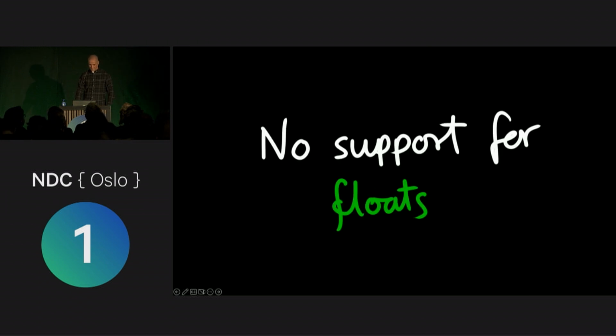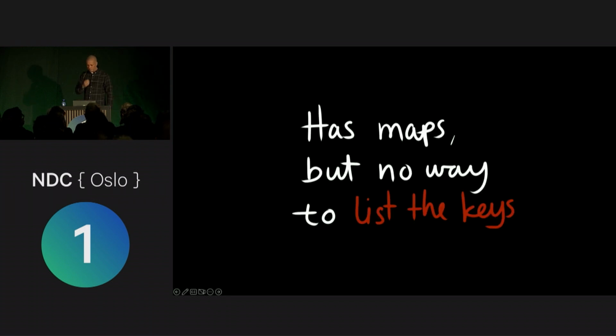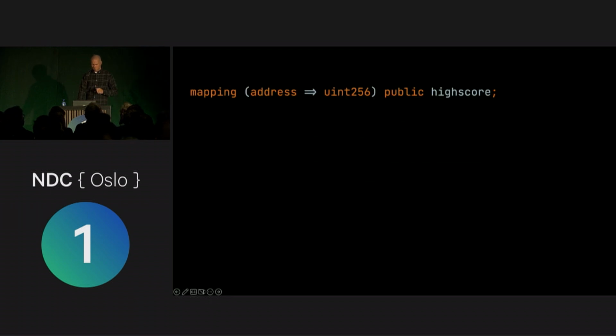Whatever. Other weird stuff is they don't have support for floats. OK. But sometimes you need to divide two numbers and know what the result is. And also, they have maps, or hash maps, but there's no way to list the keys. And this threw me off when I saw this the first time, and like, why? Why? Let's have a look at that.